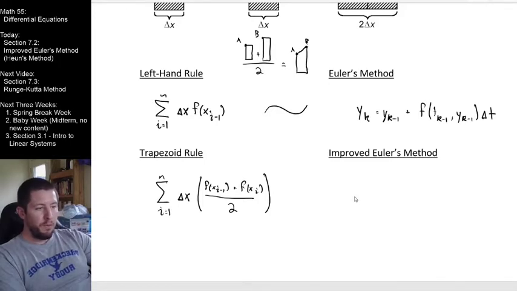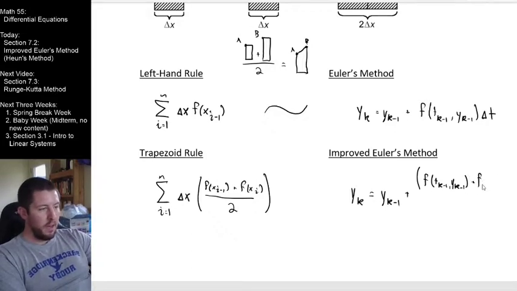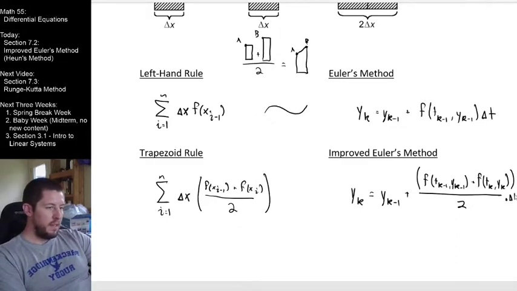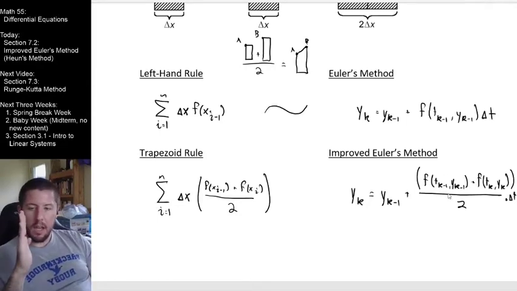Very similarly, for improved Euler's method, our estimate for y sub k is going to be y sub k minus 1, and again, we're just going to average two slopes right here. This is going to be f of t sub k minus 1, y sub k minus 1, that's our previous point in time, plus f of t sub k, y sub k, all divided by 2, and times delta t, right? So what we're doing is averaging the current slope with the next slope that we're going to see.